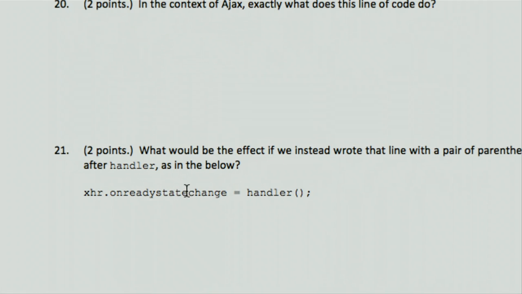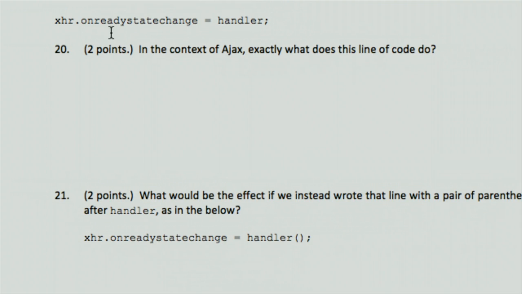So if we look at what's going on here, the big difference is that this top line of code says, effectively, maintain a pointer to the function called handler. And when the AJAX call completes, call this function. Actually, you know, perform the function. Plug in the arguments. Do all that work.